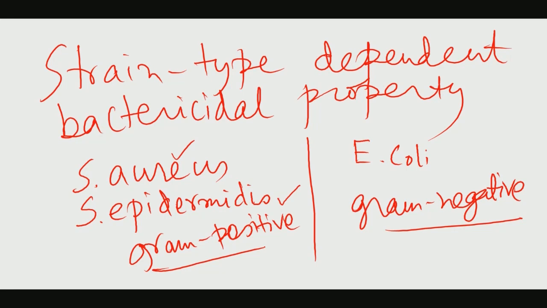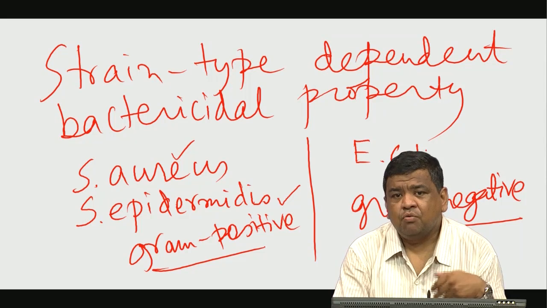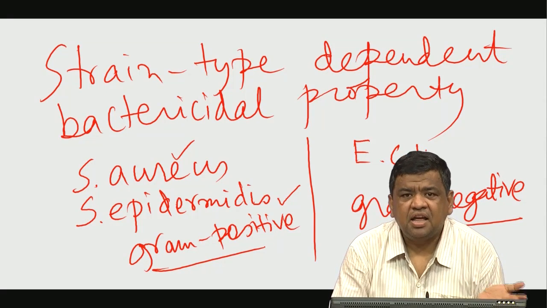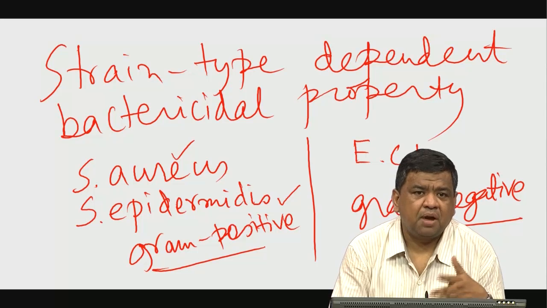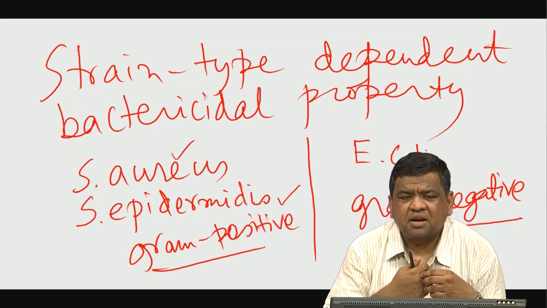So, these things must be mentioned or carefully considered, so that this cell type or strain type dependent property can be established. One single material may have good bactericidal property against E. coli, but that does not mean the same material will have equally good bactericidal property against S. aureus. So, it may not be able to kill all the S. aureus bacteria when they grow on that material substrate.